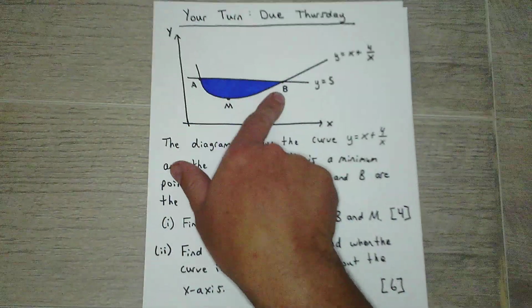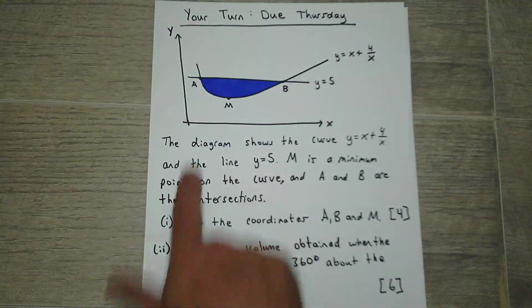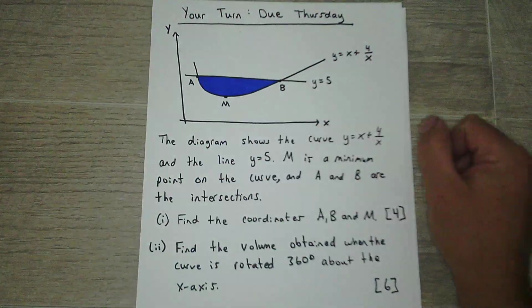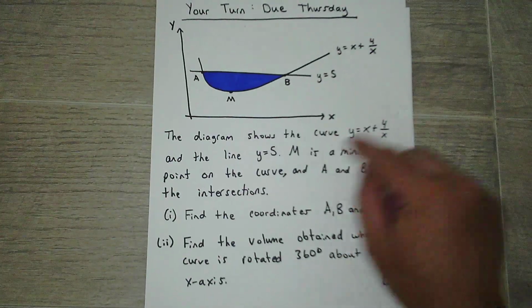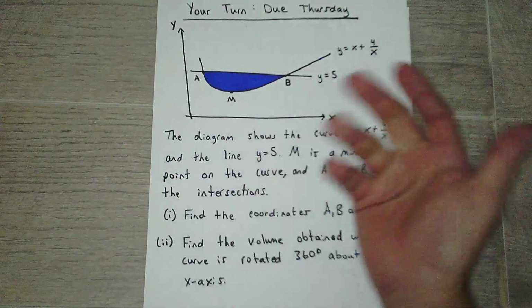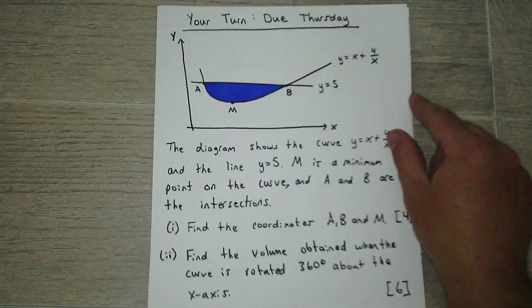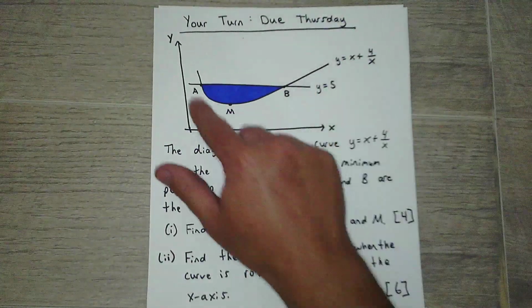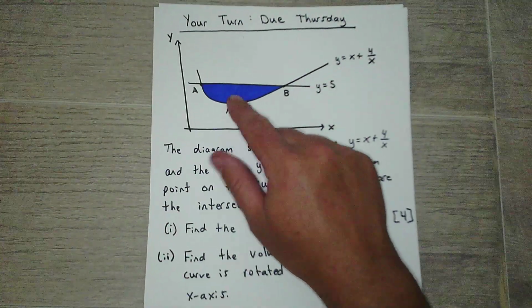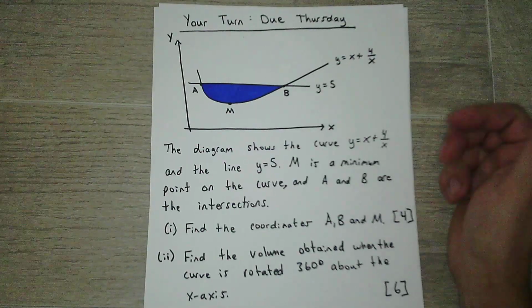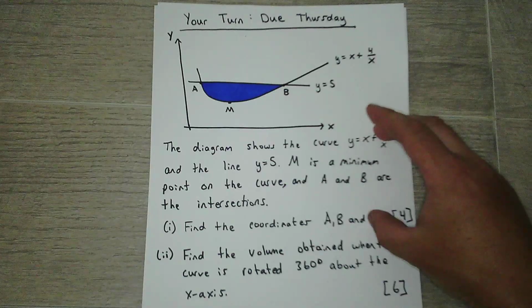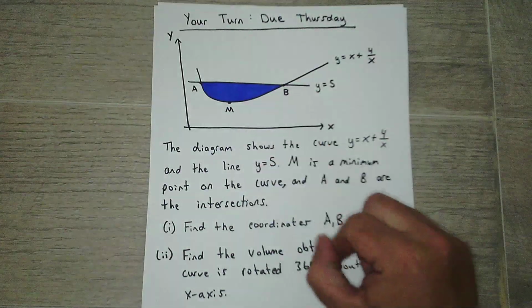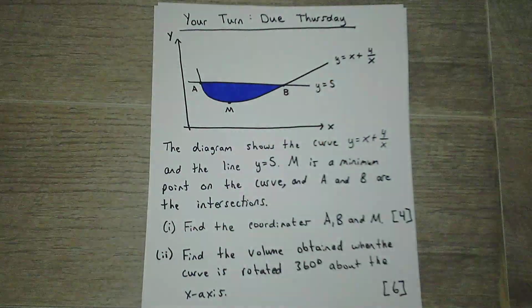A and B is kind of self-explanatory. They're intersections, so you should know how to find intersections by now. M is where you might need to review the previous topic. Minimum point is another word for stationary point. So basically you just find the stationary point of this graph and you will have found the coordinates for M. Okay, so that's I. A little bit of coordinate geometry with intersections, a little bit of derivative stationary points there.